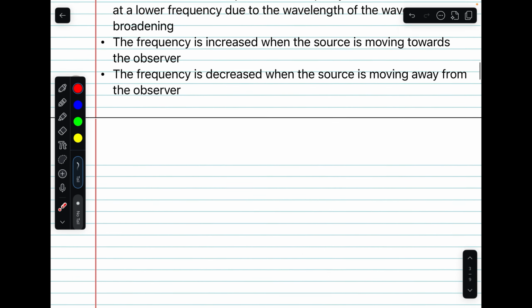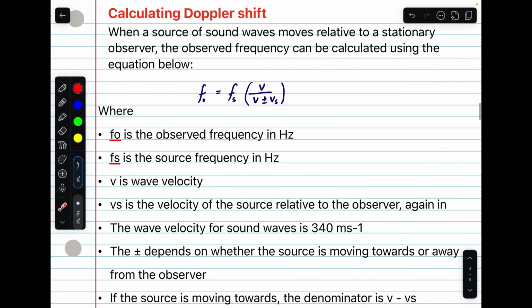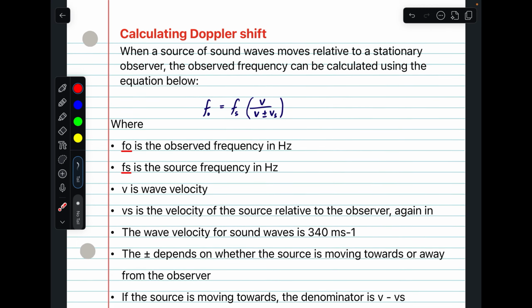So let's try to attempt some recent past paper questions. Before solving the past paper question, we need to know this basic relation of the Doppler effect. It's explained as f_o = f_s v / (v ± v_s). Here f_o is the observed frequency in hertz, whereas f_s is the frequency of the source in hertz as well.